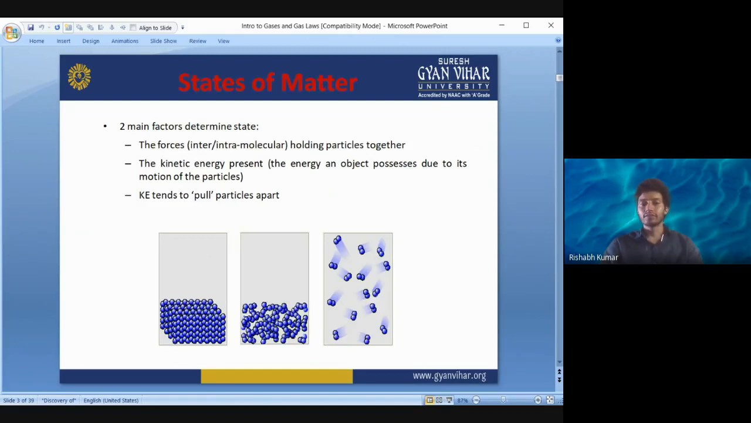Okay, and the second factor which governs the state of the matter is the kinetic energy present in the matter. The energy an object possesses due to the motion of its particles is known as the kinetic energy. And as we have read in the heat session, this kinetic energy is the factor that causes temperature in anything. Okay, so kinetic energy tends to pull particles apart, whereas your intermolecular forces tend to keep things together. If anything has more kinetic energy, it will try to move. The particles in that matter will try to move away from each other.